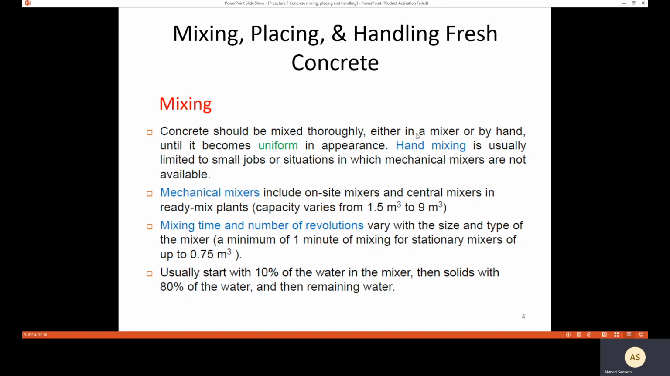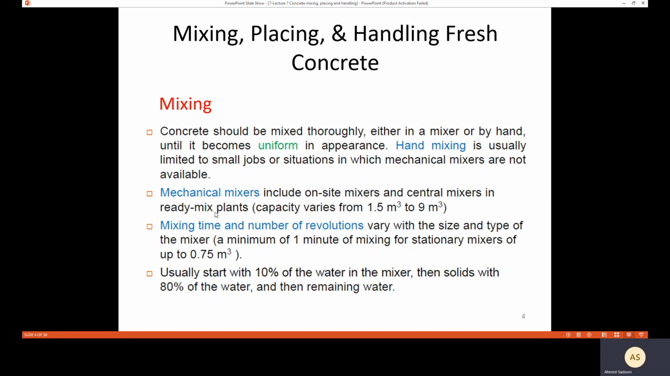We said here the mixing could be done by a mixer or by hand. Hand mixing is usually limited to small jobs. If you have small jobs, then it's preferred to use mixing by hand, or in situations in which mechanical mixers are not available. If you don't have availability of a mechanical mixer, then you could use hand mixing.